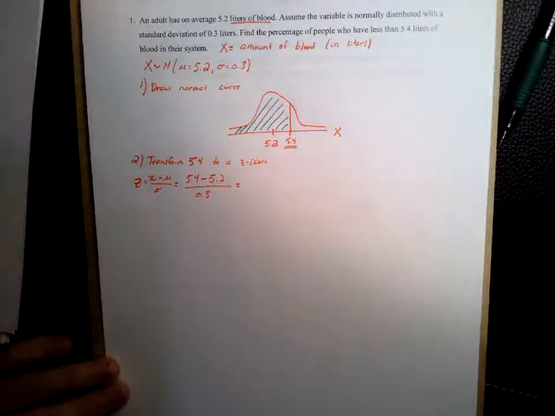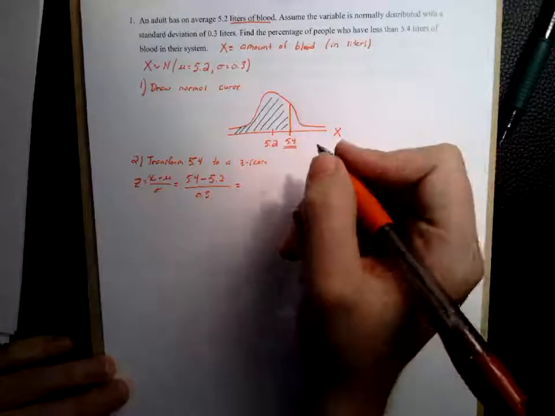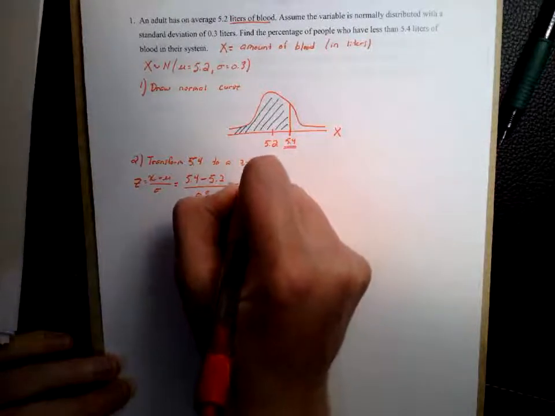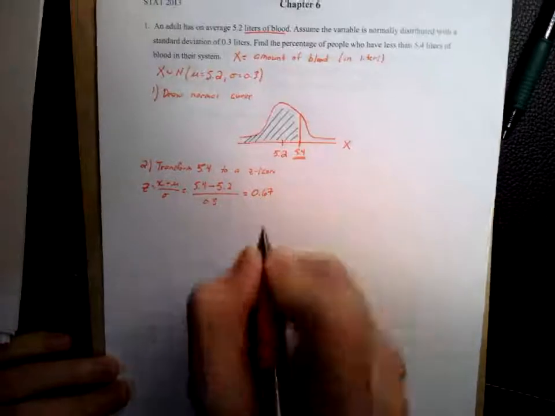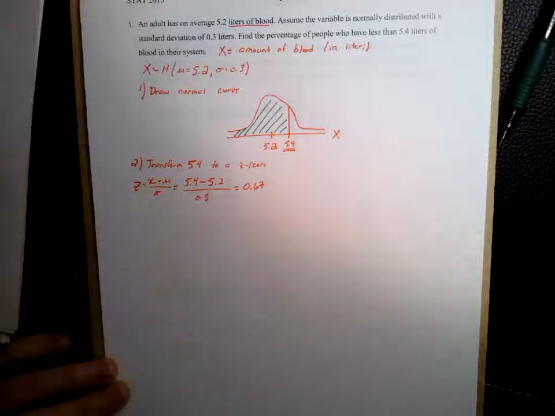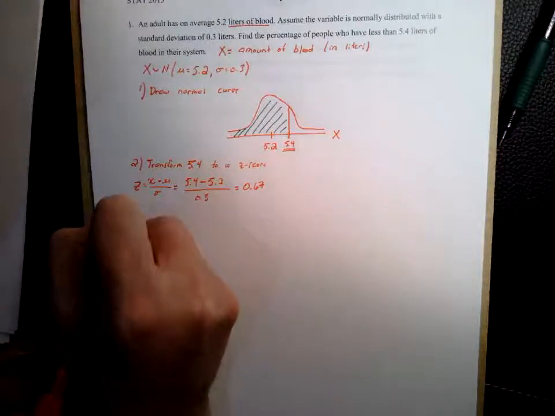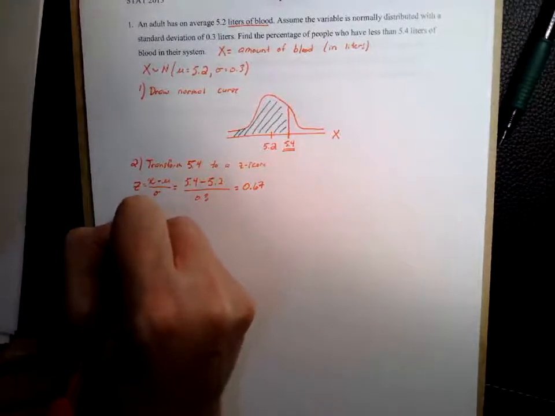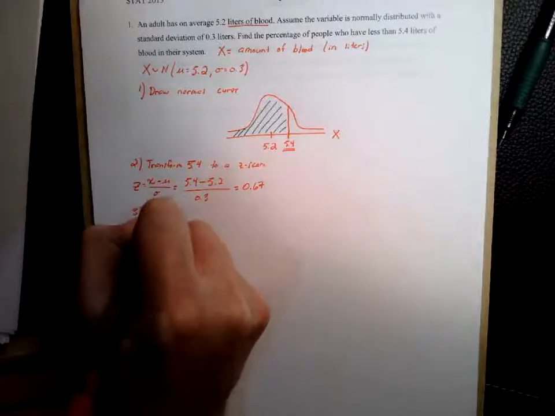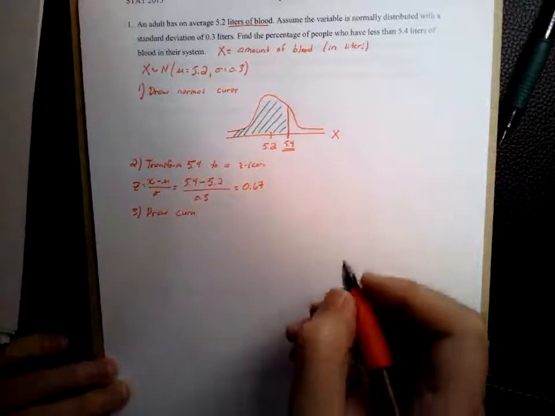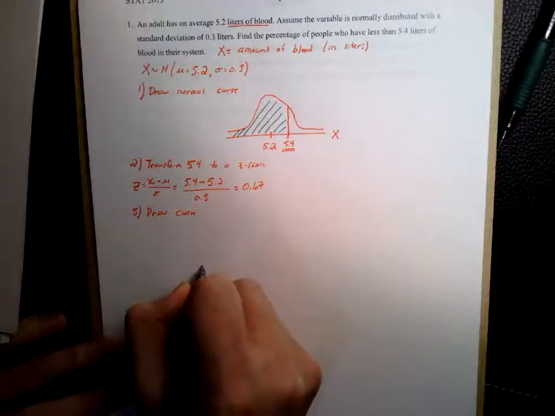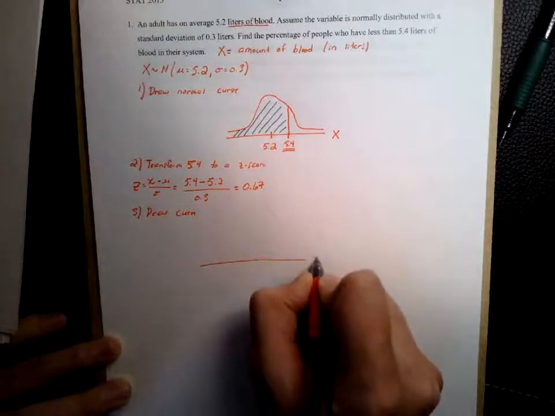Then I can compute the z-score. We want to round these to 2 decimal places so we can find the corresponding area in the table. So the z-score to 2 decimal places is 0.67. Now the third step was draw the z-curve and shade the appropriate region. So I'm just going to say draw curve, and we're going to draw the z-curve and shade the appropriate region.